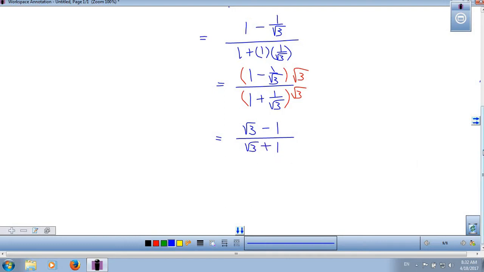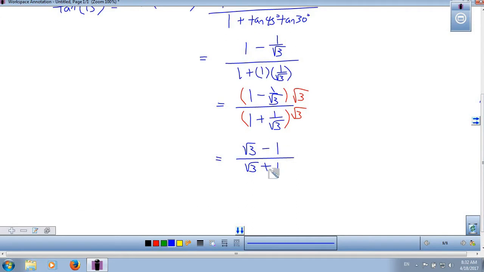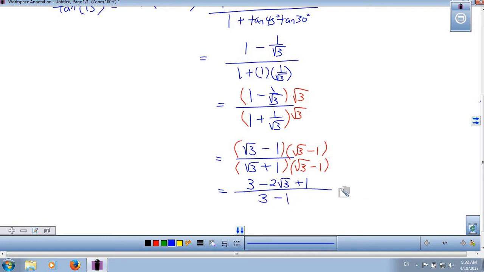This can be further simplified and rationalized by multiplying by the conjugate of the denominator, which is square root 3 minus 1. The numerator will become 3 minus 2 square root 3 plus 1. The denominator will become 3 minus 1. So the whole thing will be 4 minus 2 square root 3 over 2, and this can be simplified to 2 minus square root 3. So that is tangent of 15 degrees.